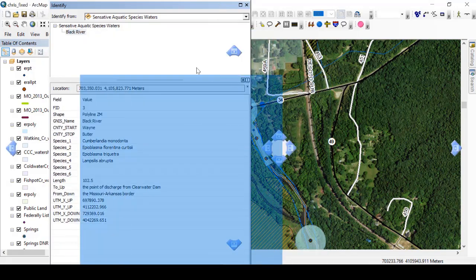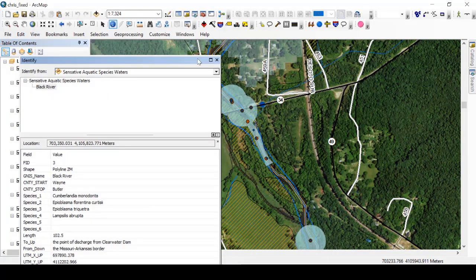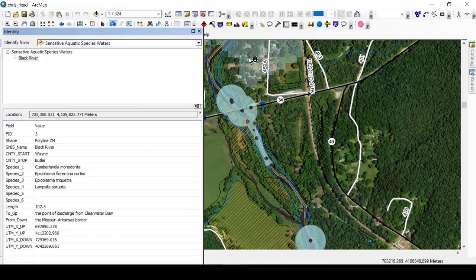So this is a sensitive aquatic species water. Under Regional Condition 7, we can see that there are species in this area that we need to be concerned with. The sensitive aquatic species in this area would need to go through consultation with U.S. Fish and Wildlife Service. And as part of that, we would have to also notify the Corps of impacts to this area so they may review it as well.